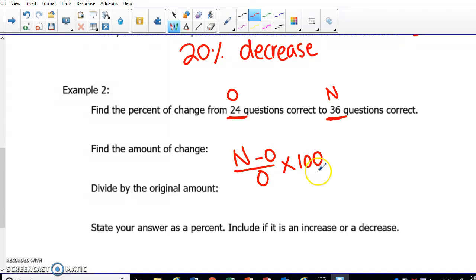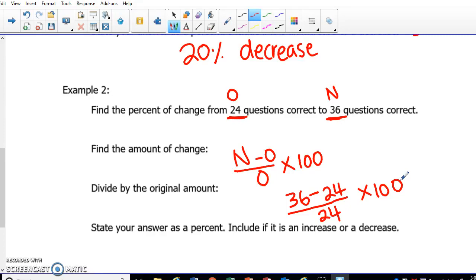When you're trying to figure out the percent of change, we always use this formula: new minus old over old times 100. What is new here? 36. Minus, what's the original, what's the old one? 24. Over, what's the old questions? 24 questions. So guys, it is really important that you label the original as O and new as N, then the rest of it is a piece of cake, times 100.